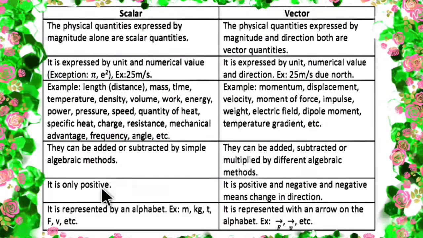Scalar quantity can be added, subtracted, whereas the vector quantity can be added, subtracted, or multiplied. Scalar quantity will always be positive. A vector quantity can be positive or negative, and if the vector quantity is negative, it means that the work is going on or the object is moving in the opposite direction. And scalar quantity is represented only by using the alphabet, and in case of vector quantity, we put an arrow on top of the alphabet which denotes that it is a vector quantity.